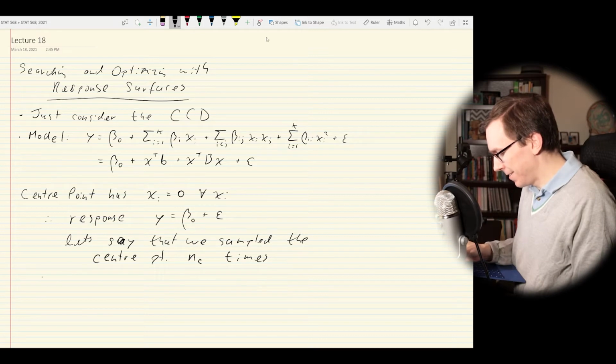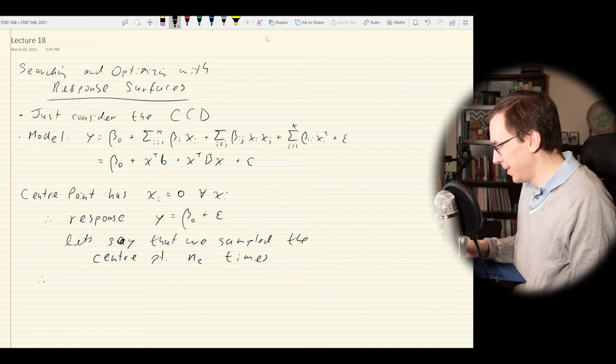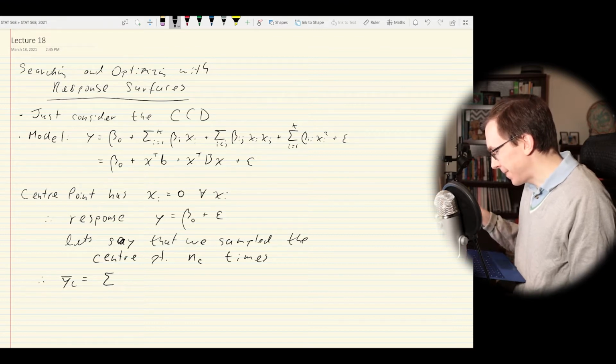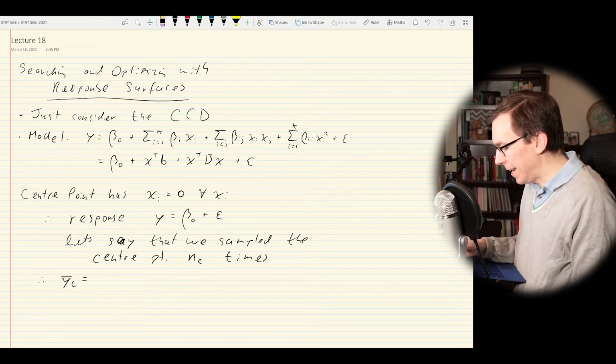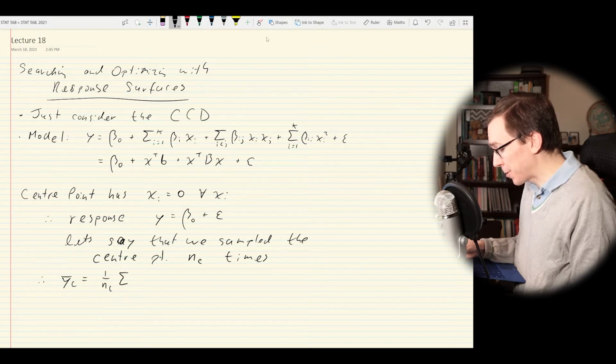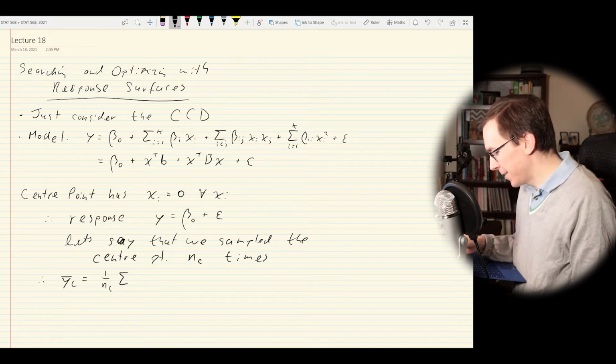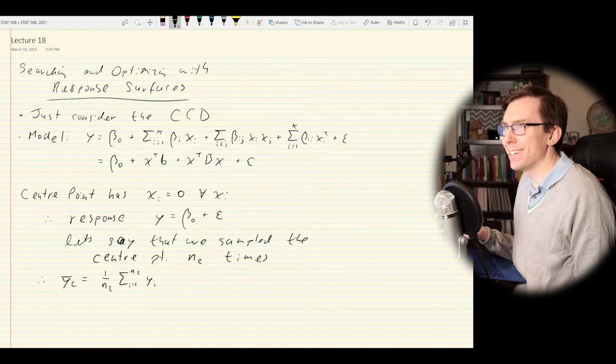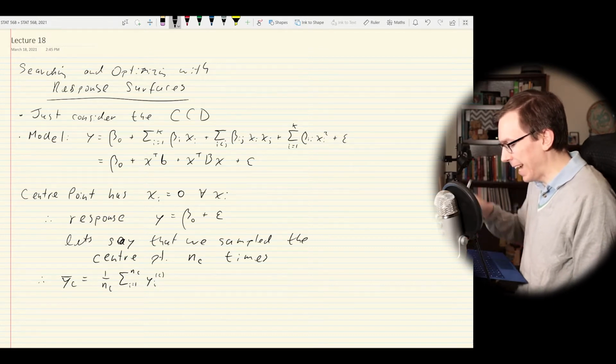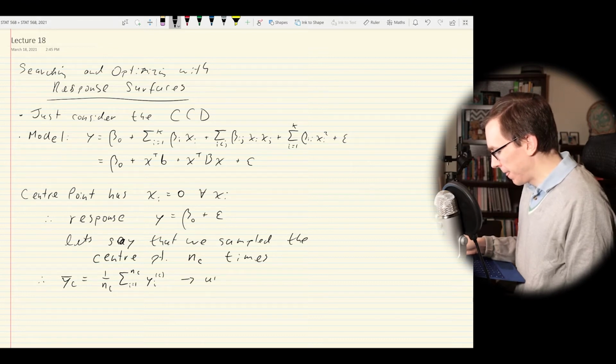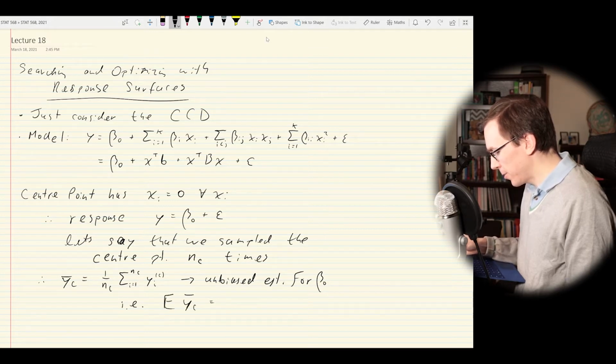And that's great because therefore, what I'm going to call y bar C is equal to the sum, with a 1 over n. If we take the average of all the center points, we're going to get an unbiased estimator for beta naught. So y bar C is going to be the sum over i from 1 to n sub C of y i. I'll put a little c up in the exponent to indicate that we're sampling from the center point. Well, this is an unbiased estimator for beta naught, i.e. the expected value of y bar C is going to equal beta naught.